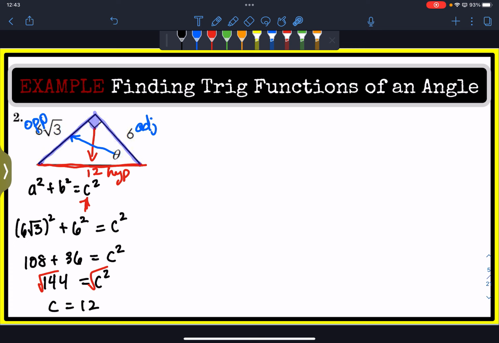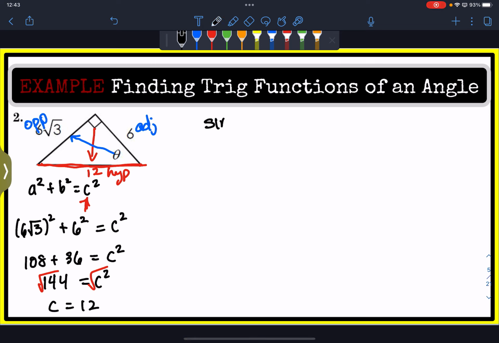Again, the opposite and the adjacent side are always the sides that intersect at a 90-degree angle. But to determine which one's the opposite and which one's the adjacent, you have to look at what is literally opposite of our angle. If theta was over here, then our 2 sides would switch. This side, 6, would be the opposite side, and then this side would be the adjacent side. So again, it all depends on where the angle is.